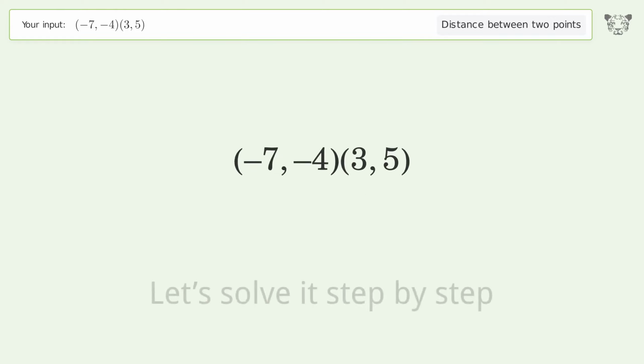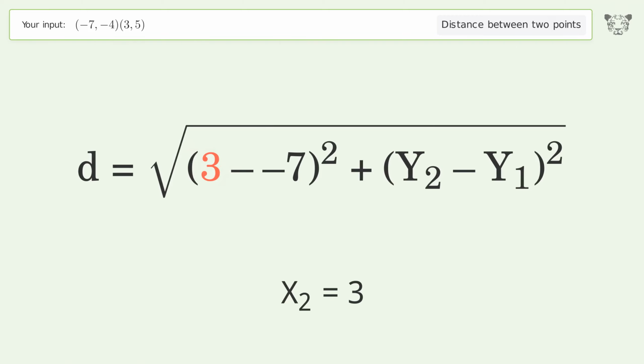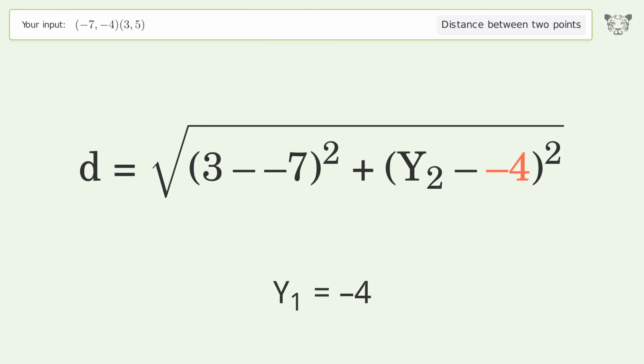x1 equals -7. x2 equals 3. y1 equals -4. y2 equals 5.